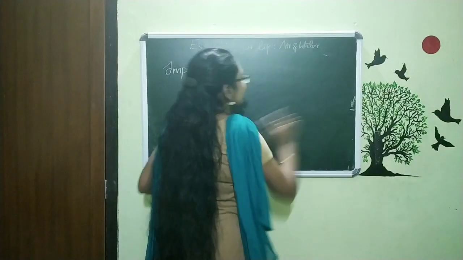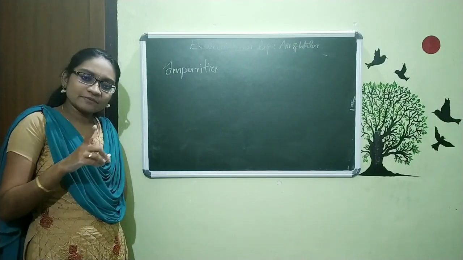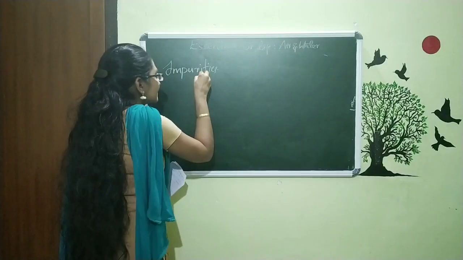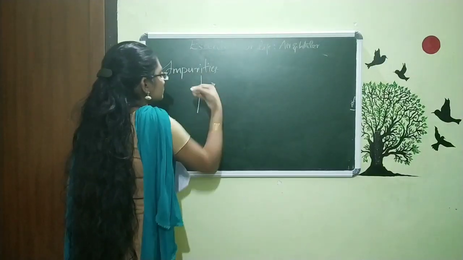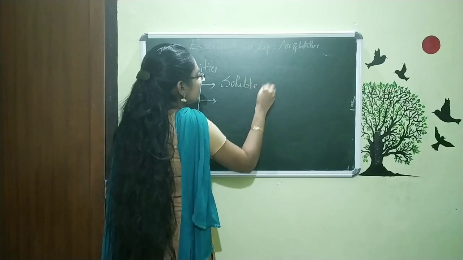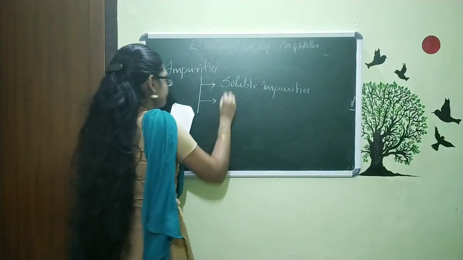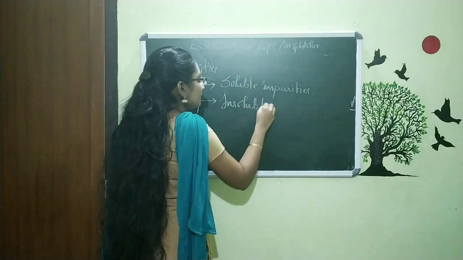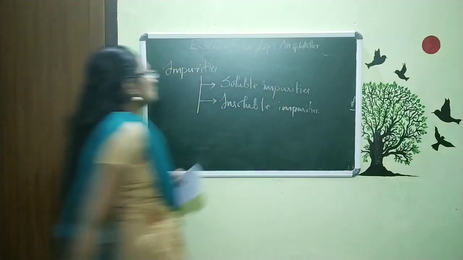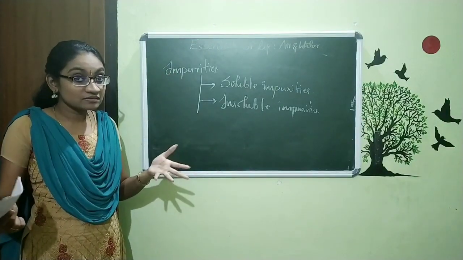Now we are going to study the types of impurities. Are these impurities of a simple type? No, there are different types of impurities. Now we are going to study one type of classification for these impurities. The first type is soluble impurities and the second is insoluble impurities.